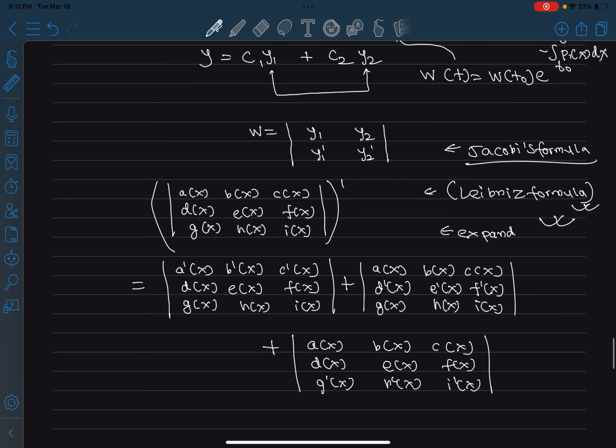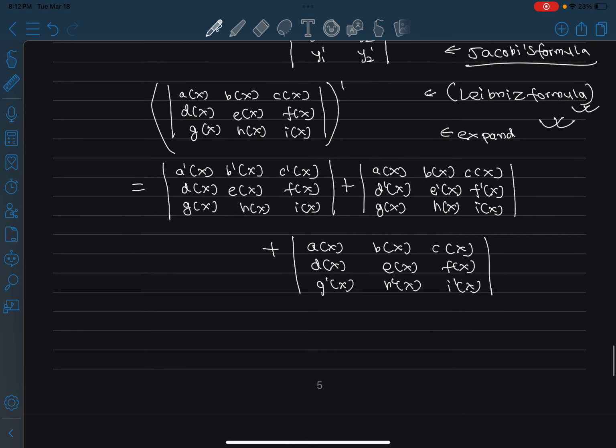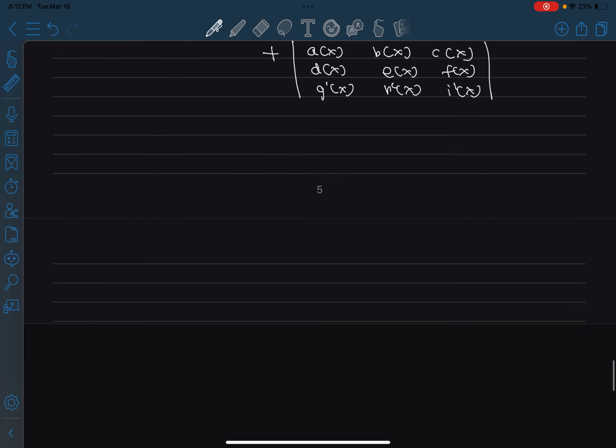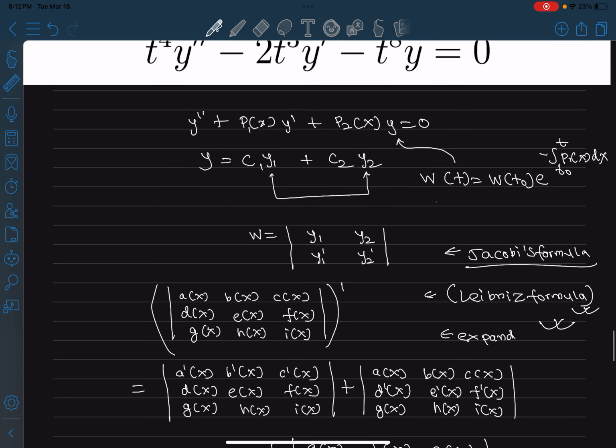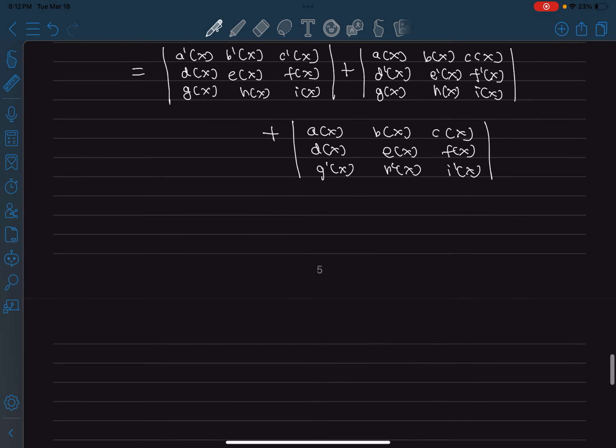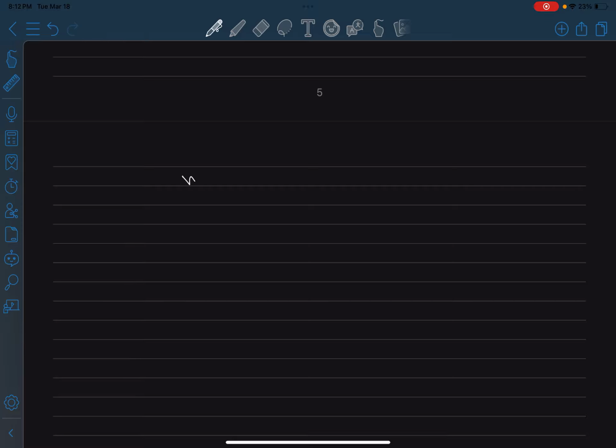Now, using this, let us try to find the derivative of our Wronskian. The reason we are taking the derivative is that there will be some cancellations, and we will be able to find a relationship between the derivative of the Wronskian and the actual Wronskian, and that will help us get this equation. Okay, let's see. So we have the Wronskian as the determinant of y1, y2, y1 prime, y2 prime.